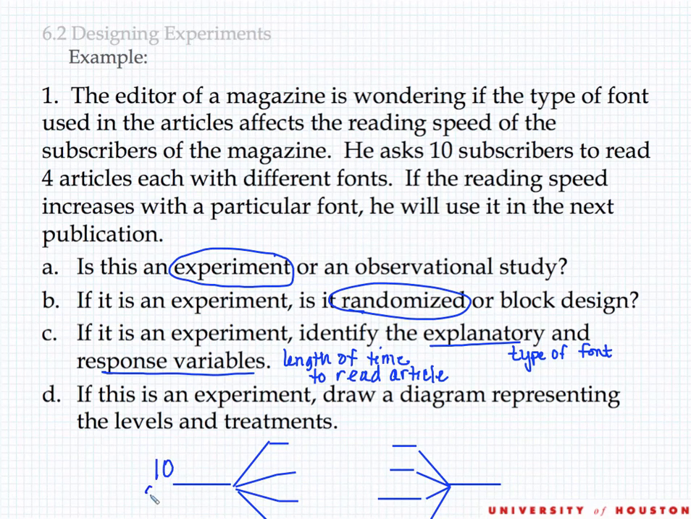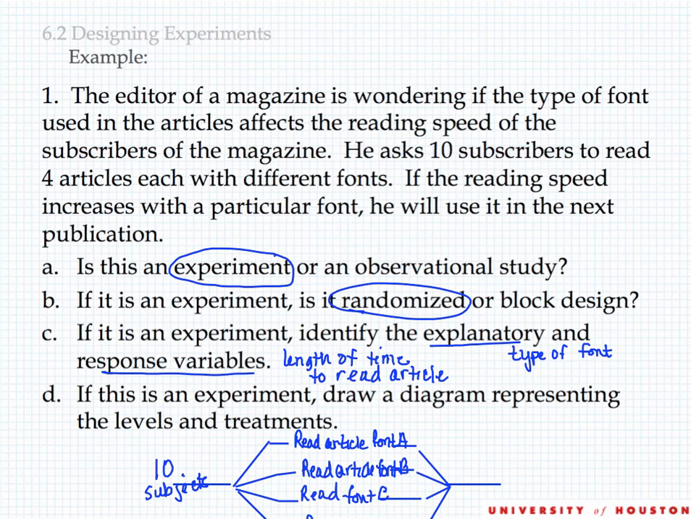So we start off with our 10 subjects, and each one's going to read a different font. So this would be, first treatment would read an article with font A, and then we'd read an article with font B, read an article with font C, and read an article with font D, and then we would compare reading times.